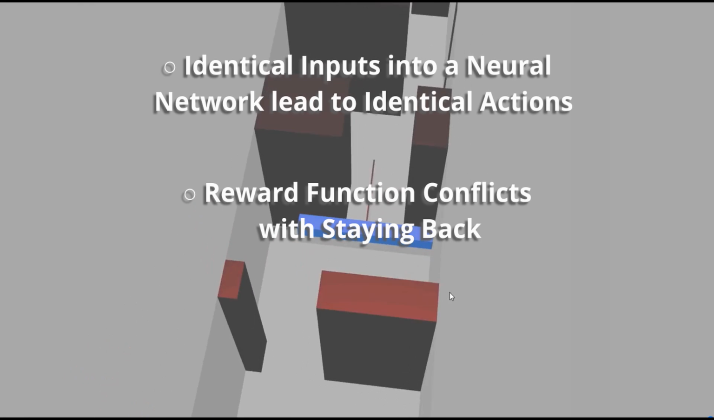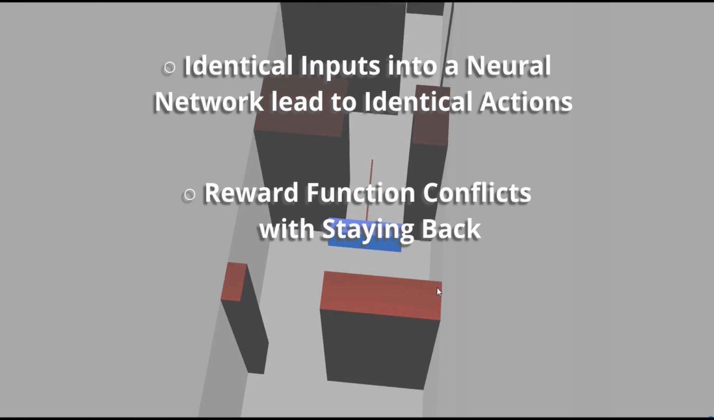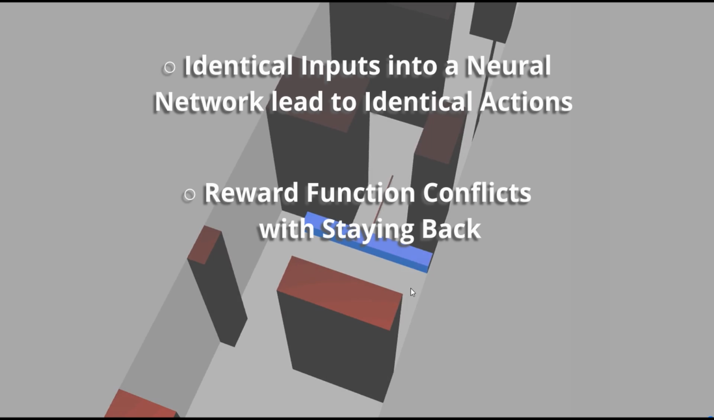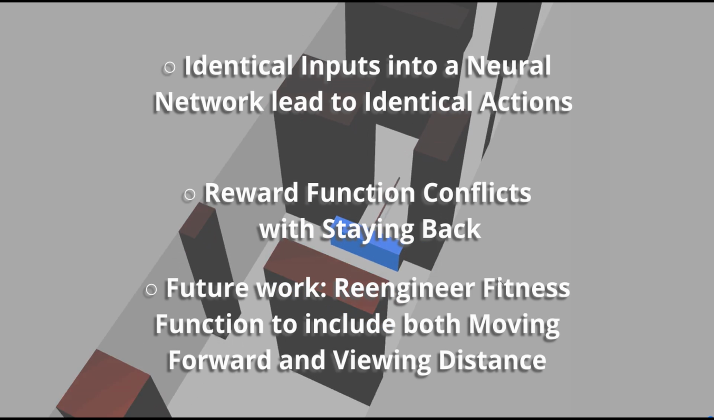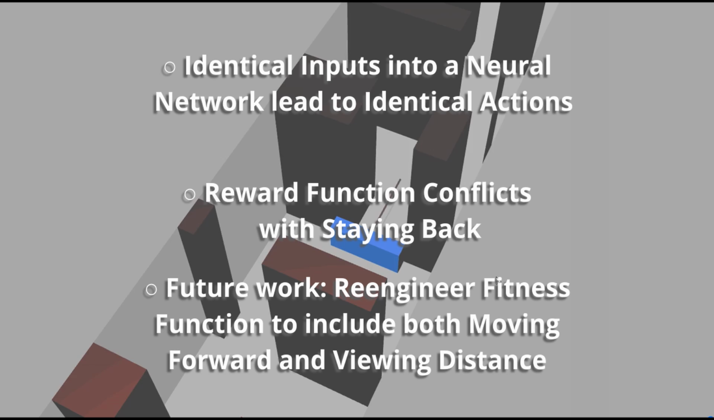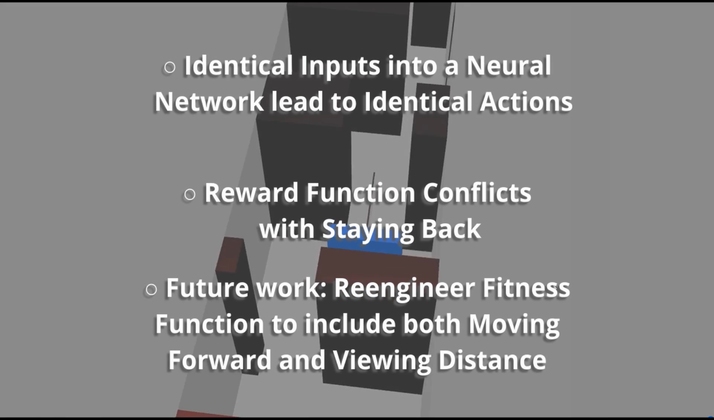It wants to move forward, but if it moves forward, it can't see as well. Going forward, we would likely have to re-engineer the fitness function to favor both forward movement as well as maintaining a larger vision cone.